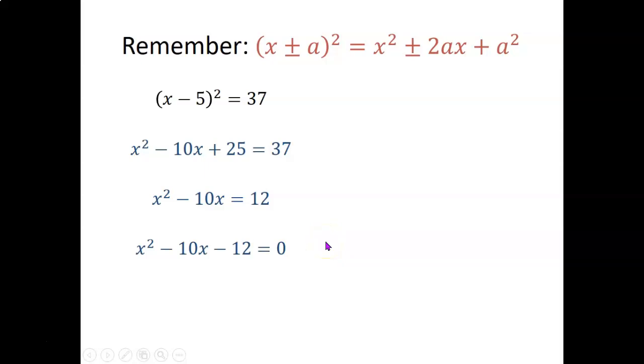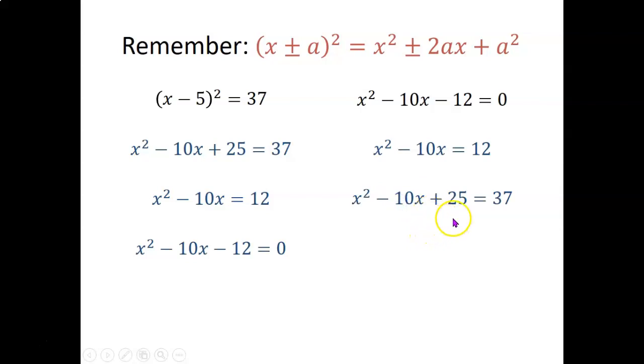Now let's look at this from the opposite direction. What if we started with this? x squared minus 10x minus 12 equals 0. And that's a quadratic equation that we are trying to solve. And you might think to try solving it by factoring, but it turns out that can't be factored. But we could sort of reverse our steps here. Starting from x squared minus 10x minus 12 equals 0, we could add 12 to both sides to get x squared minus 10x equals 12. We could add 25 to both sides of that to get x squared minus 10x plus 25 equals 37.